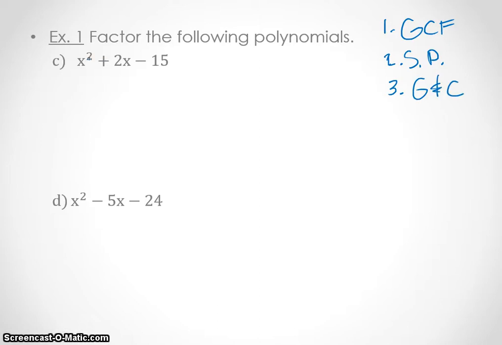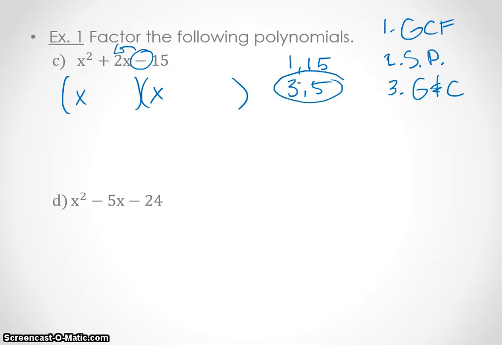Okie dokie, GCF, no coefficient here, no x here, so no way. Special patterns, can I square root x squared? Sure. Can I square root 15? Nope. So all we're left with is guess and check. So let's set up our binomials. So we get x and x. Now we need factors of 15 that have a difference of 2. So listing out our factors of 15, we have 1 and 15, and 3 and 5, and that's really it.